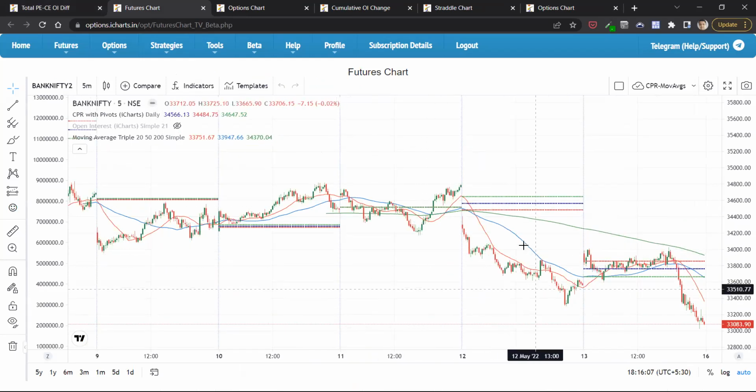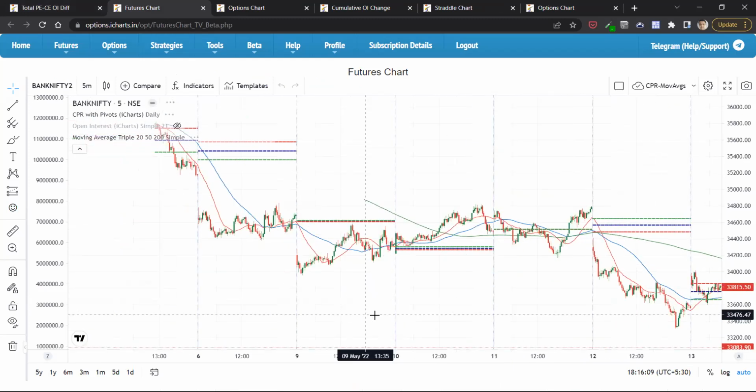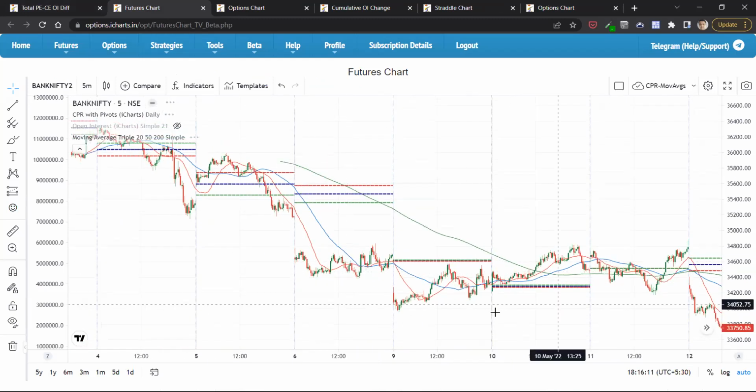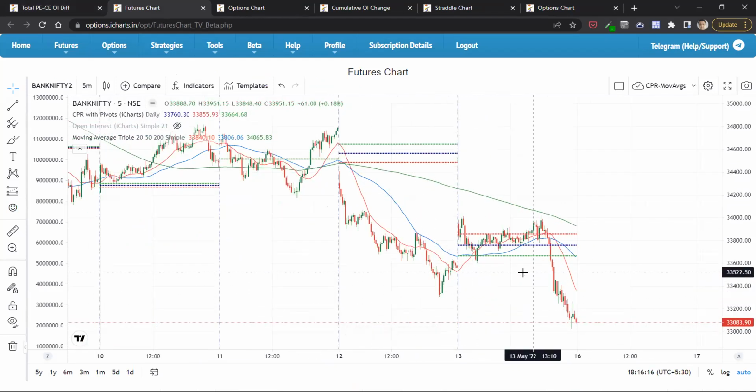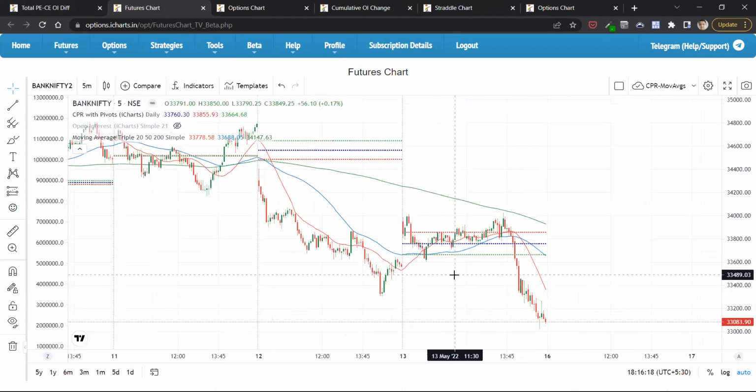Last Friday. Last Friday was the 6th, right? Day before yesterday. Oh, just day before yesterday, when the SBI results were out. Yeah, this was the candle. 13th. Okay, this was it. Yeah, 13th.